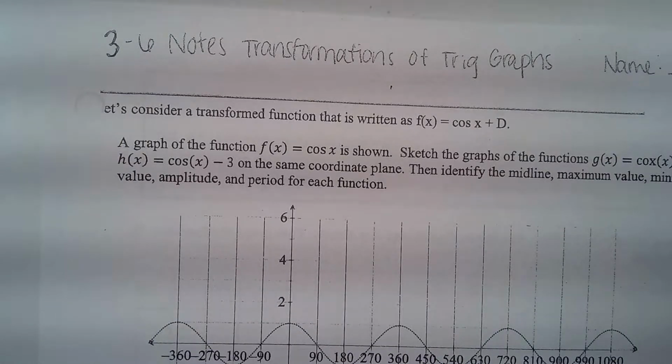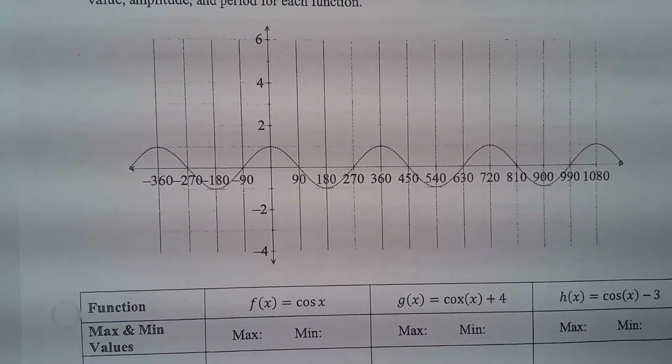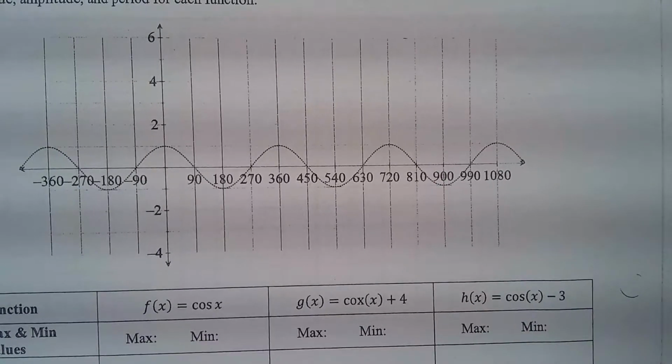So what we're gonna do first, we've got the graph of cosine. So we're gonna fill in this stuff about it, and then we're gonna compare it to cosine plus 4 and then cosine minus 3. So I'm gonna use different colors when we graph that later.